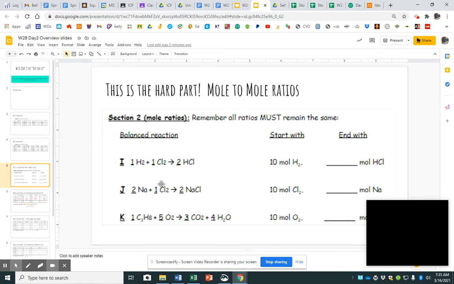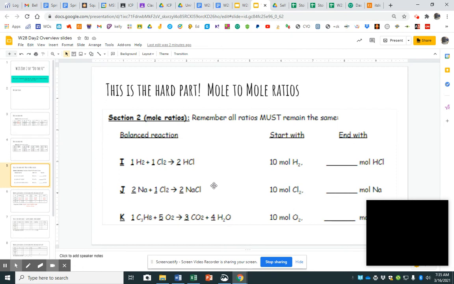There's 1 mole of H2 and 1 mole of Cl2 gives you 2 moles of HCl. So if you start with 10 moles of this, how many moles of that can you make if you have enough chlorine? Well, if you start with 1 mole of this, you can make 2 moles of that. That's double it. If you start with 10 moles of this, you can make 20 moles of that, as long as you have enough chlorine gas. So the mole ratio is always going to be the same. 10 to 20 is the same as 1 to 2 when you're talking about ratios.